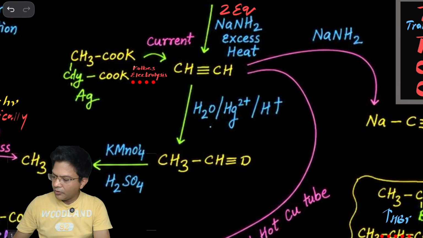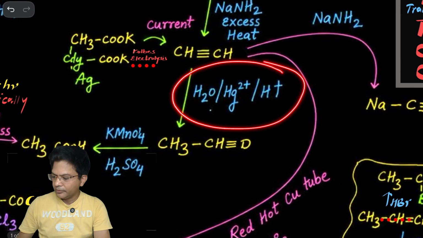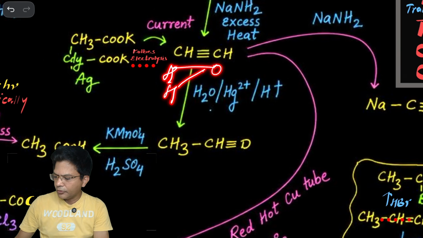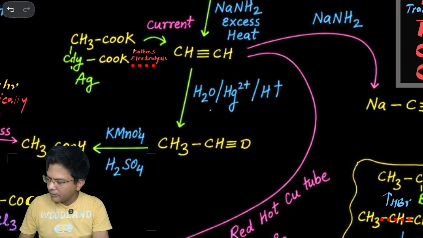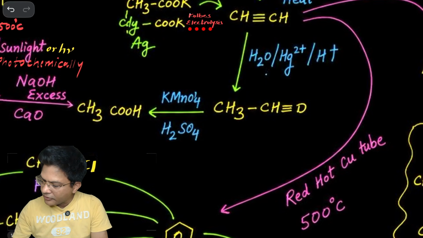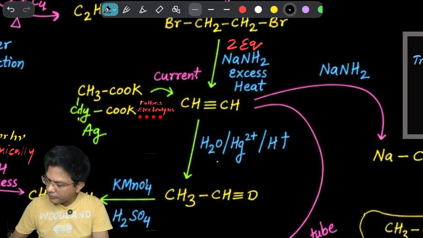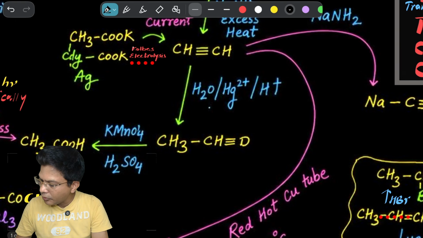Now acetylene on reaction with water, just apply Markovnikov's rule, that gives one oxygen to one carbon and two hydrogens to one carbon. So CH3CHO. Actually, now once again, one extra bond is there. So let me remove that bond. Now see, CH3CHO means a double bond, right?